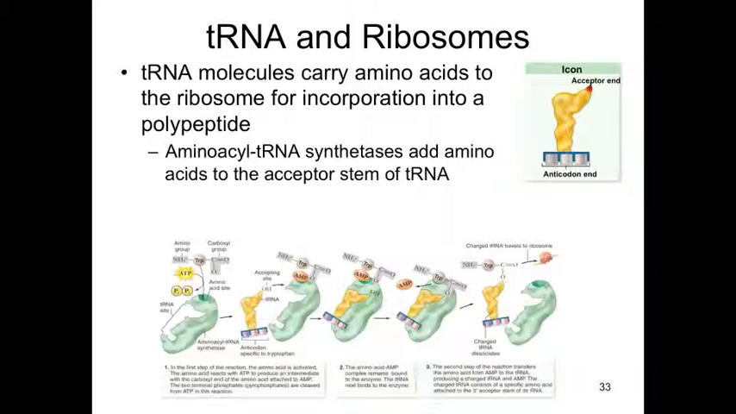Now, transfer RNA molecules are molecules that carry amino acids to the ribosome. We've already learned that the ribosome is the site of protein synthesis, but how do we get the amino acids there? This is where tRNA comes in. Here's a tRNA molecule over here. It has an anticodon end, which has a series of nucleotides that match the codon on the messenger RNA. And it has an acceptor end to which we attach a specific amino acid.